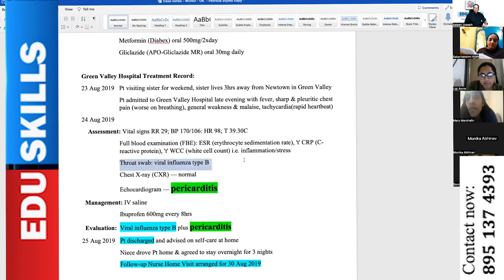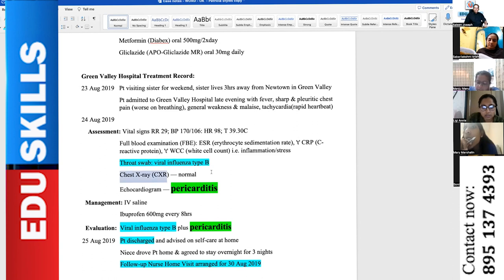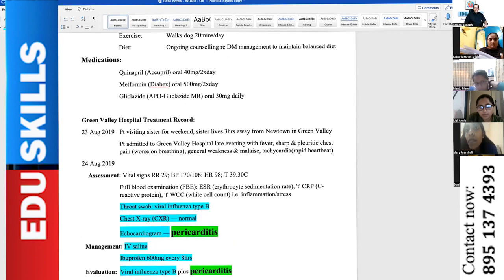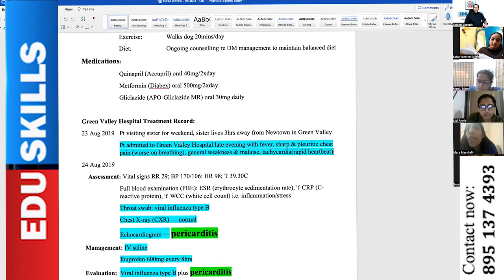Throat swab. Okay. Viral infection. Yes. Chest X-ray normal. Echocardiogram. Yes, echocardiogram. These are the investigations, and management also is required, right? How did they manage? Now here, patient admitted in Valley Hospital with the fever, all this. See, what were the complaints or the vital signs or the symptoms or the problems the patient faced when he was admitted in the hospital?